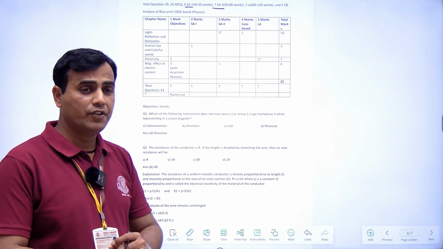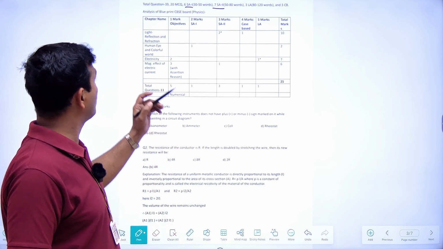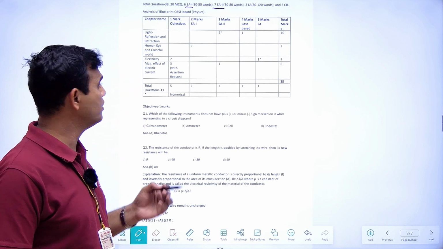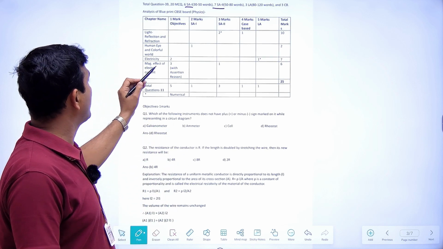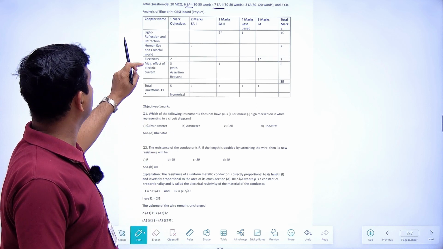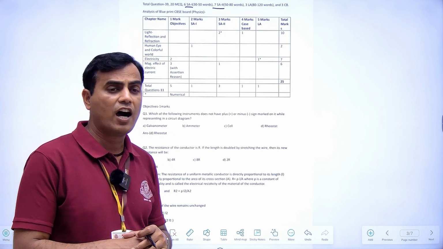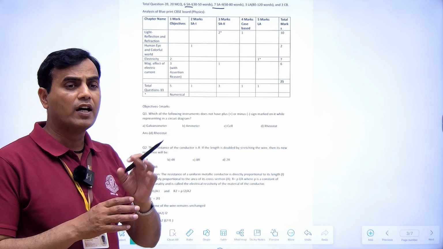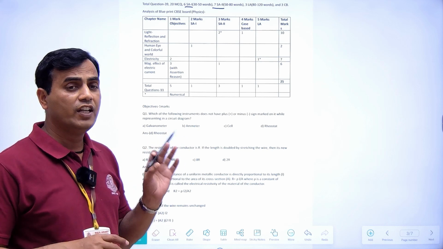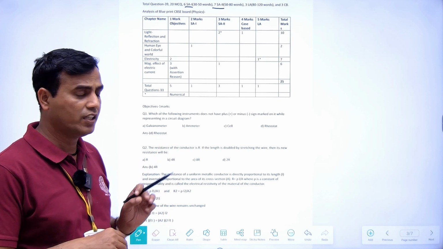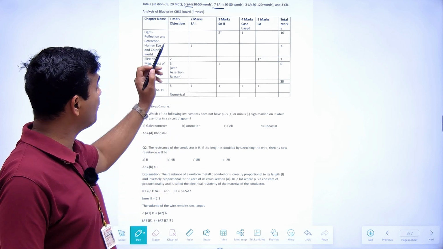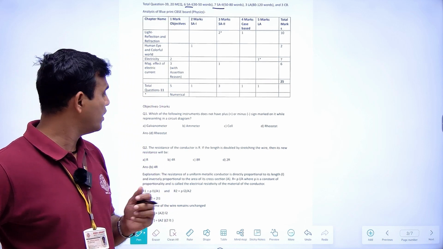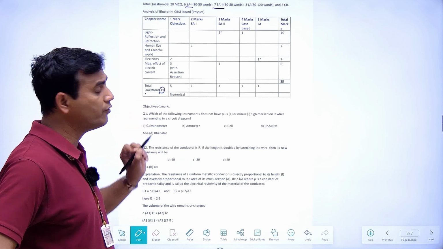Subunit 3 and subunit 4 include light, reflection and refraction, human eye and colorful world, electricity and magnetic effect of electric current. These 4 chapters are basically from the physics portion. Some part of the human eye is also included in biology, but we are considering only the physics portion here separately. If we consider the overall 39 questions, the physics part has a total of 11 questions.